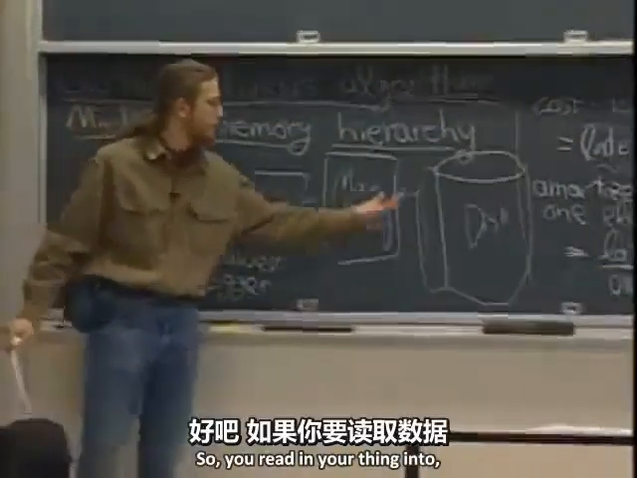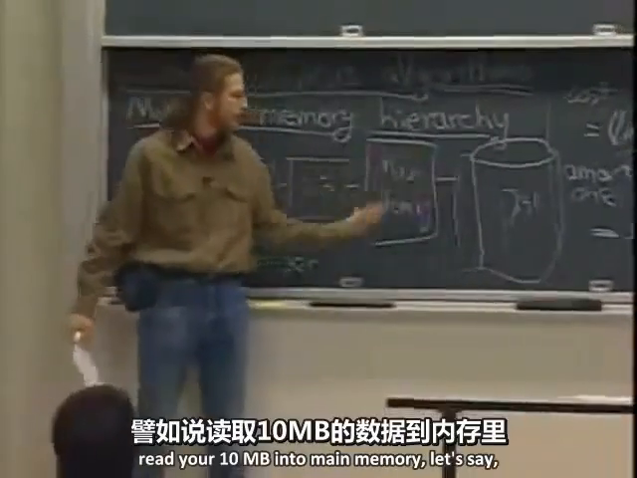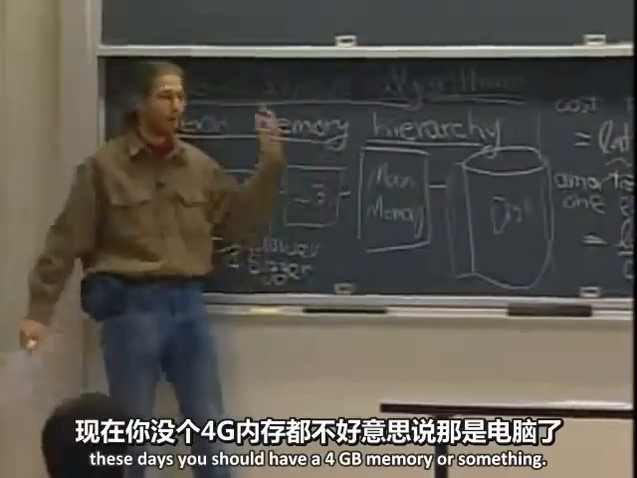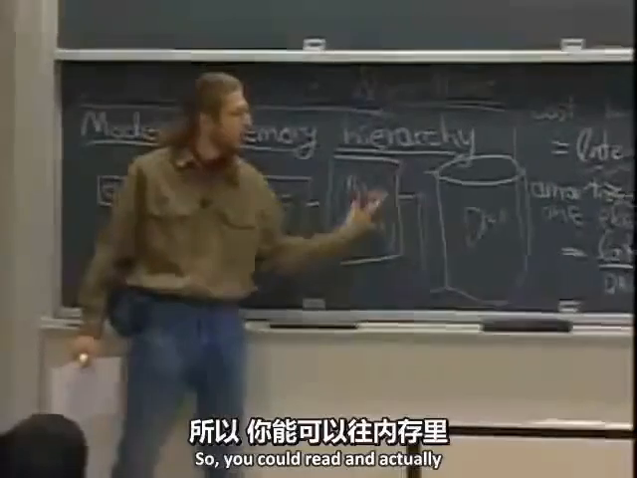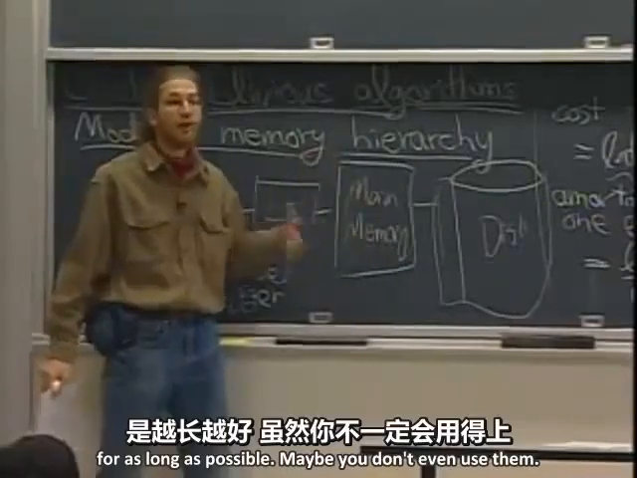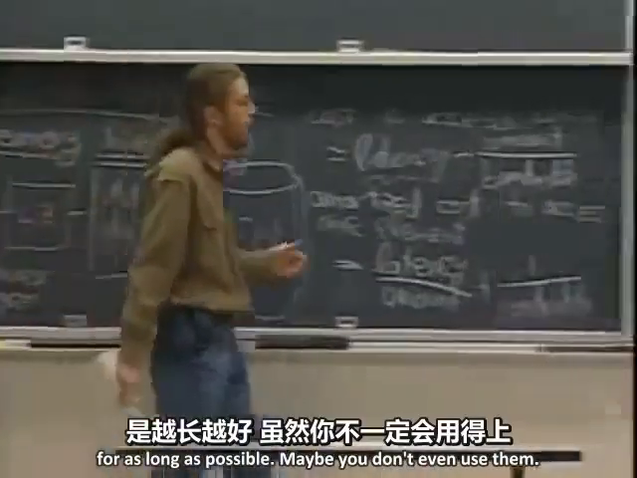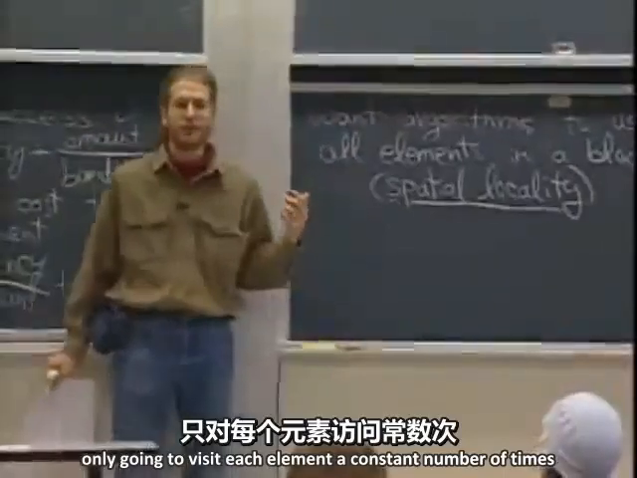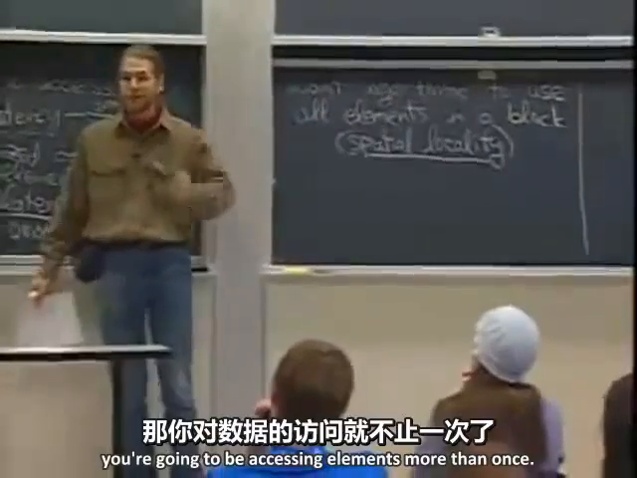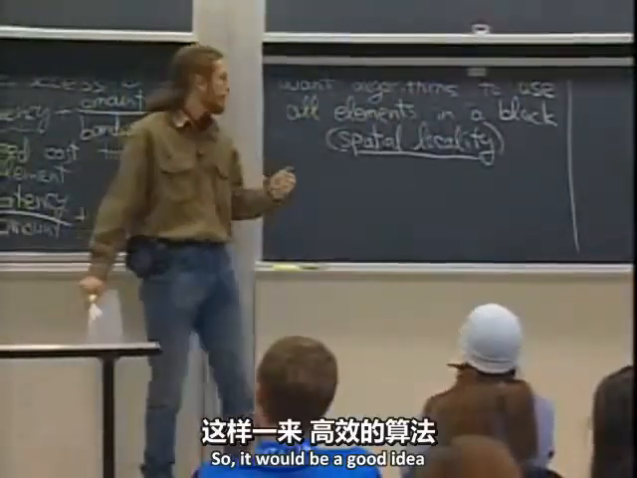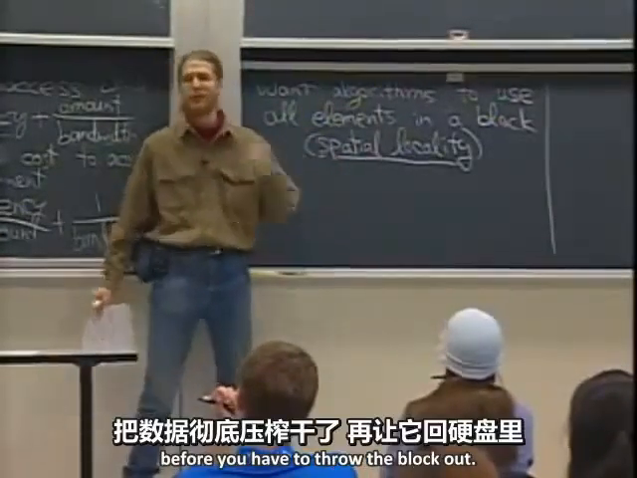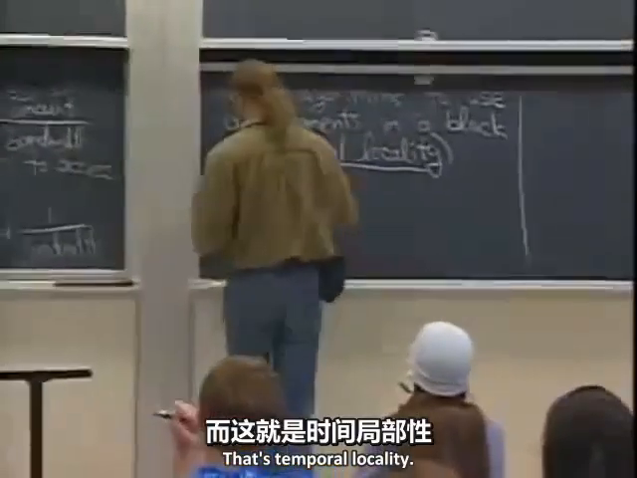There's another issue, though. So you read your 10 megabytes into main memory, let's say. And your memory these days should be at least 4 gigabytes or something, so you can read in a lot of different blocks into main memory. What you'd like is to use those blocks for as long as possible. If you have a linear time algorithm, you're probably only going to visit each element a constant number of times, so this is enough. But if your algorithm is more than linear time, you're going to be accessing elements more than once. So it would be a good idea not only to use all the elements in the block, but use them as many times as you can before you have to throw the block out. And that's temporal locality.